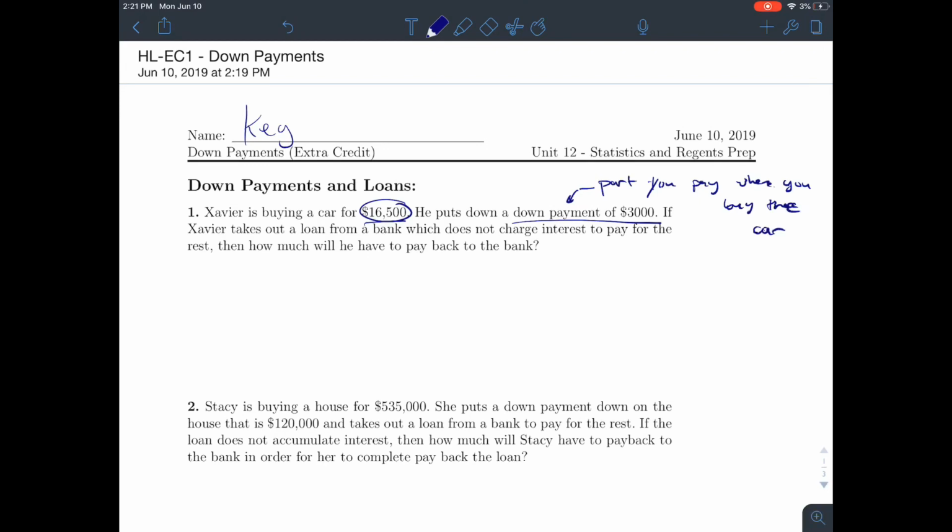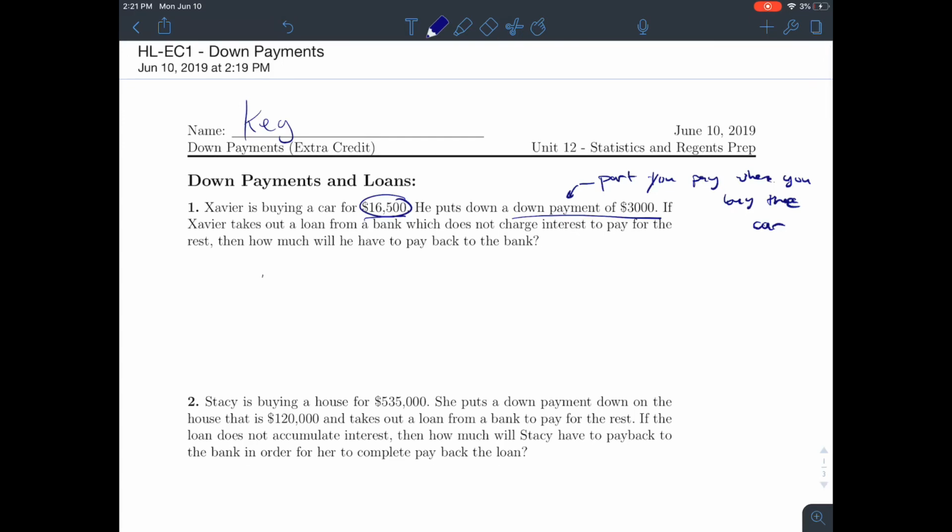If Xavier takes out a loan from a bank which does not charge interest to pay for the rest, then how much will he have to pay back to the bank? So since the car cost $16,500, he has a down payment of $3,000, which means he pays the $3,000 when he buys the car. That means that he'll have to take out a loan for the remaining $13,500. So this is the amount he'll have to pay back to the bank.